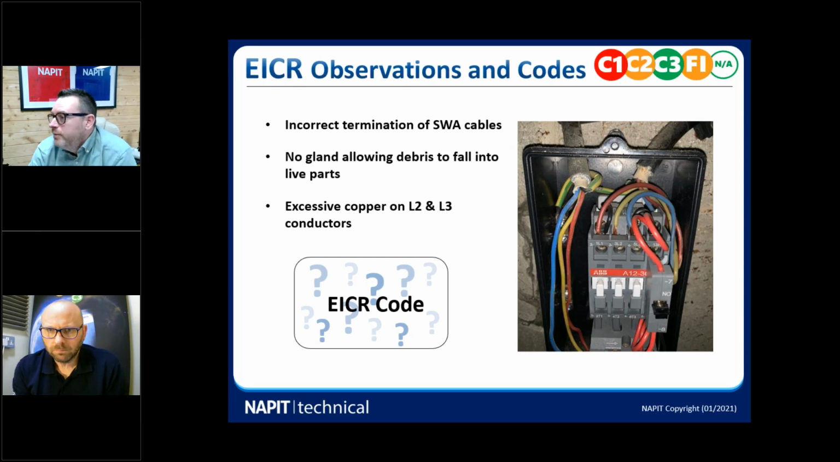Within the contactor itself, you could see the state of the terminations as well, where some of the terminations haven't been securely terminated. There's a bit of copper showing on different parts of it. So there's a few different issues here. You've got no glands, armour not earthed, excessive copper on a couple of cables, L2 and L3. So there's quite a bit of issues on this one. So we're looking at coding of this one.